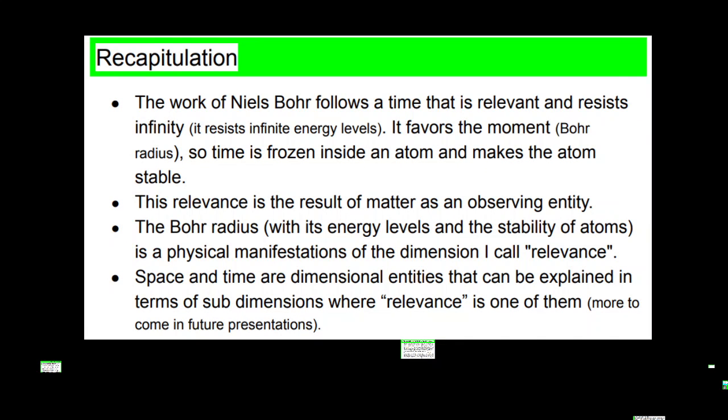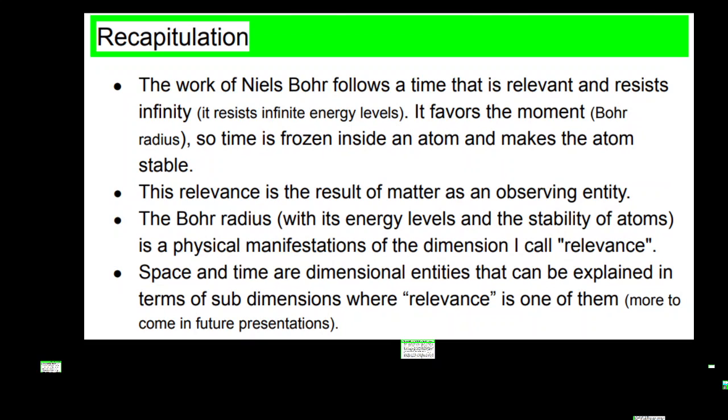the work of Niels Bohr follows a time that is relevant and resists infinity. That infinity is seen in the energy levels of the atom. It favors the moment, which is the Bohr radius. So time is frozen inside an atom, makes the atom stable. This relevance is the result of matter as an observing entity. The Bohr radius, with its energy levels and the stability of atoms, is a physical manifestation of the dimension I call relevance.